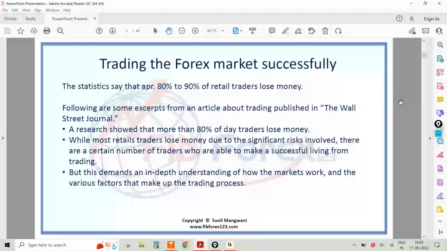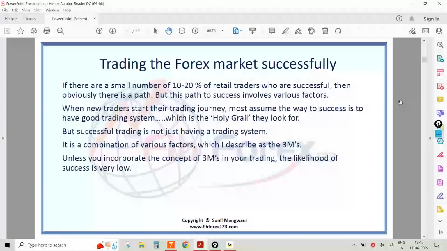So going through these. If there is a small number of retail traders who are successful, then obviously there is a path. When most traders start their trading journey, like everybody else, like I did, everybody assumes the way to success is to have a good trading system. The holy grail is what everybody looks at, but successful trading is not just having a trading system.